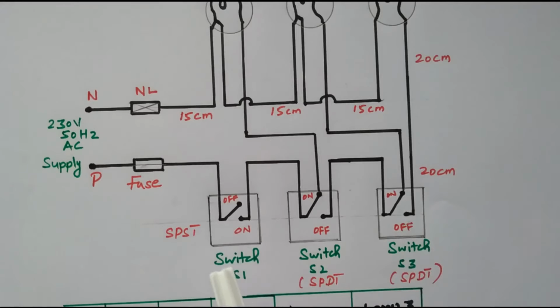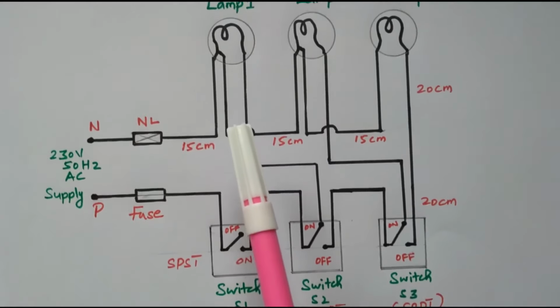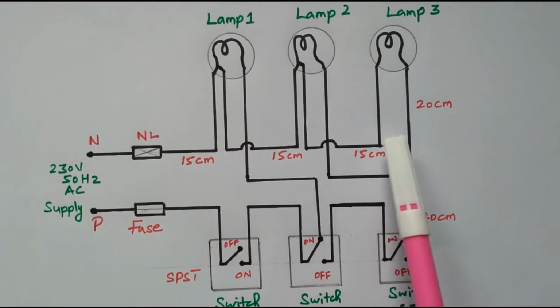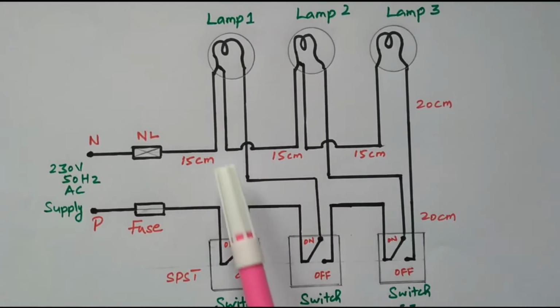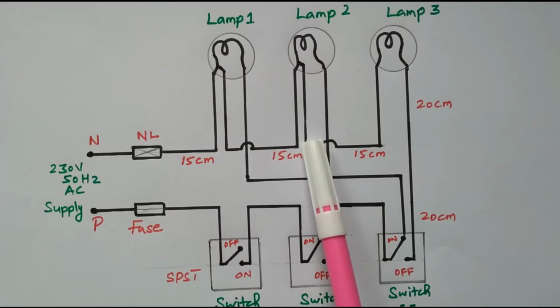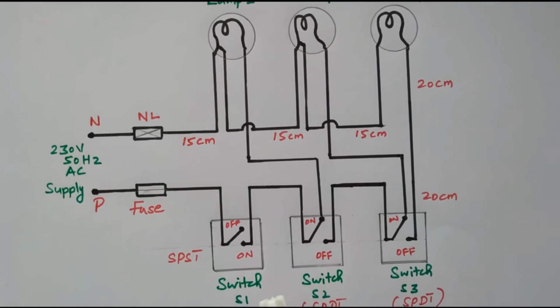Now we will see how to control the lamps. Our aim is that while entering the godown, we need to operate lamp 1. While going inside, we need to operate L2. While going to the end of the godown, we need to operate only L3. That is our aim: lamp 1 while entering, lamp 2 in the middle, L3 at the end. Now we will see how it is operated by using the switches.